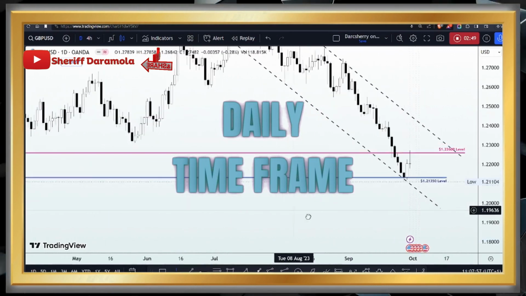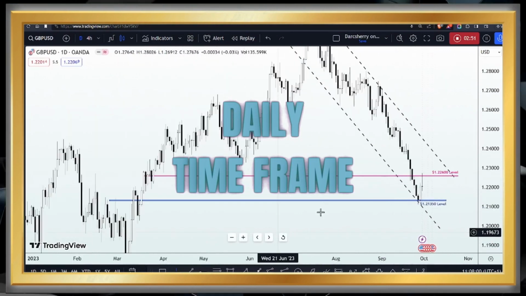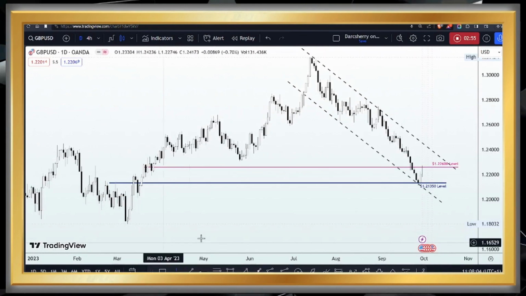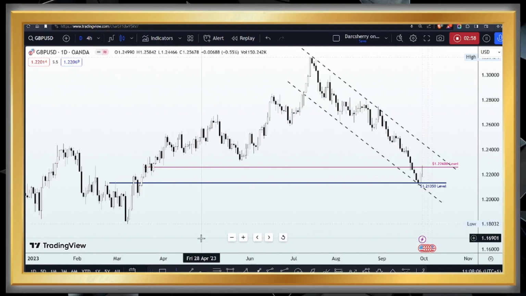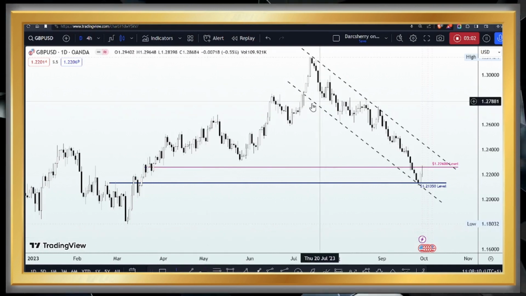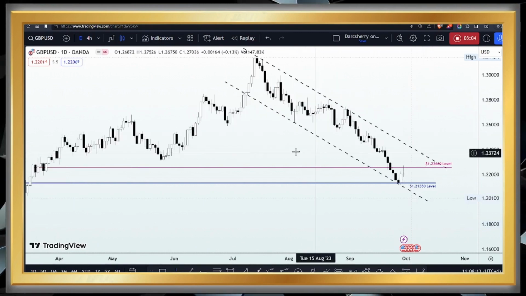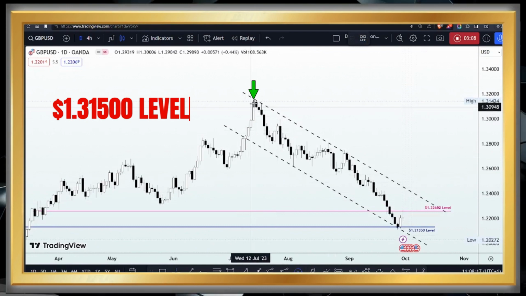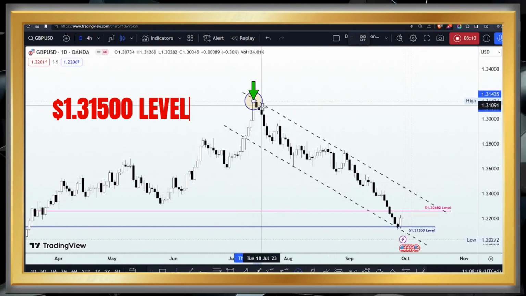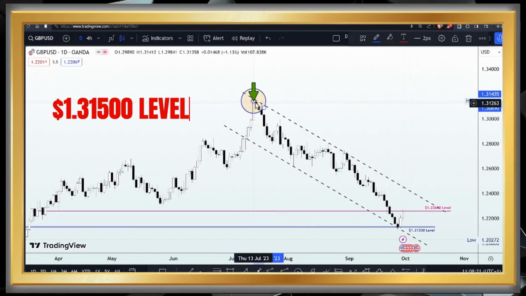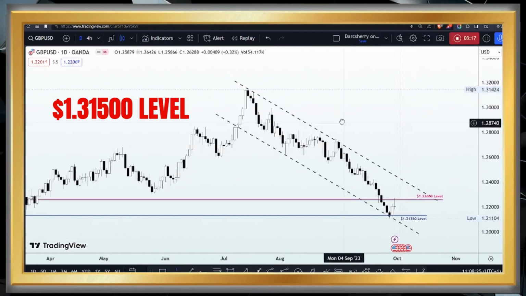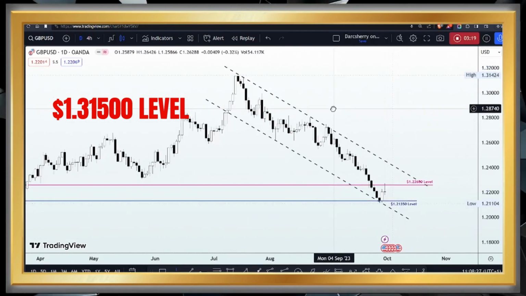Now, the first thing I did here was to take into consideration the nature of price action since the month of March. You will see that it is quite obvious that price action has been on a strong bullish momentum. However, since price tested its new high at the 1.31500 area here in the month of July, we saw price action drop significantly as sellers took over the market.